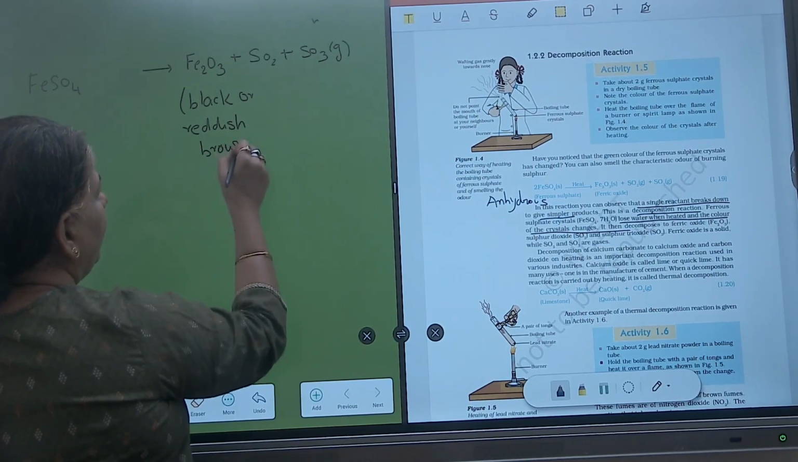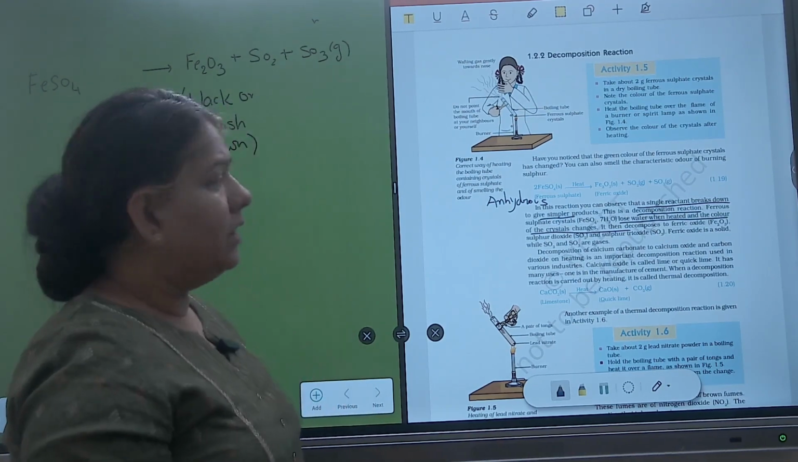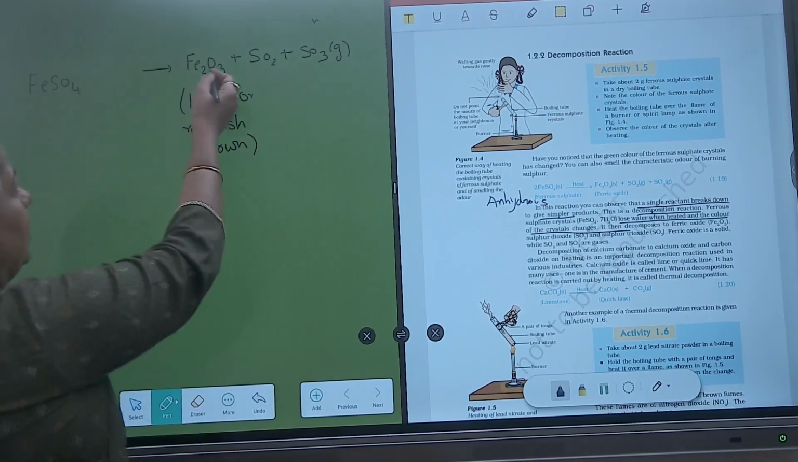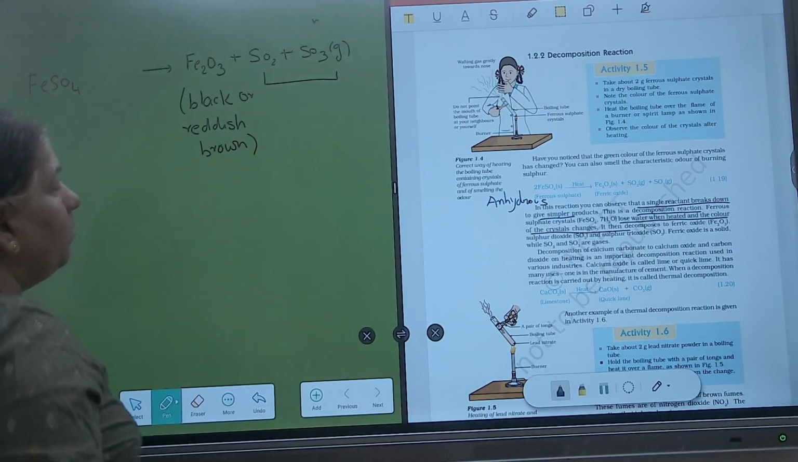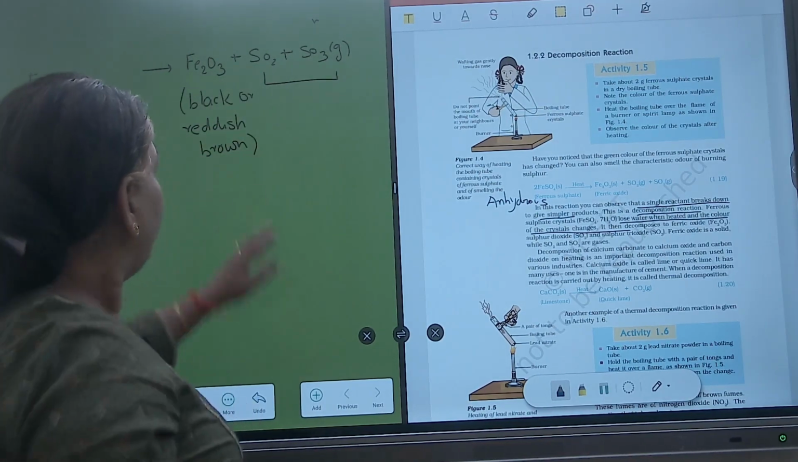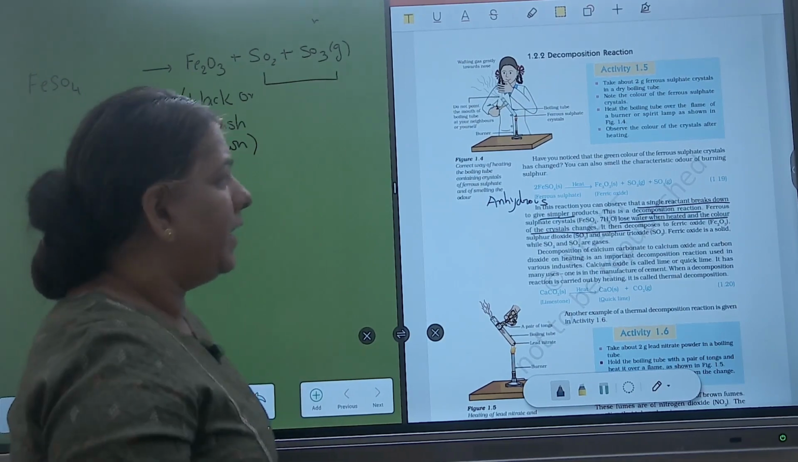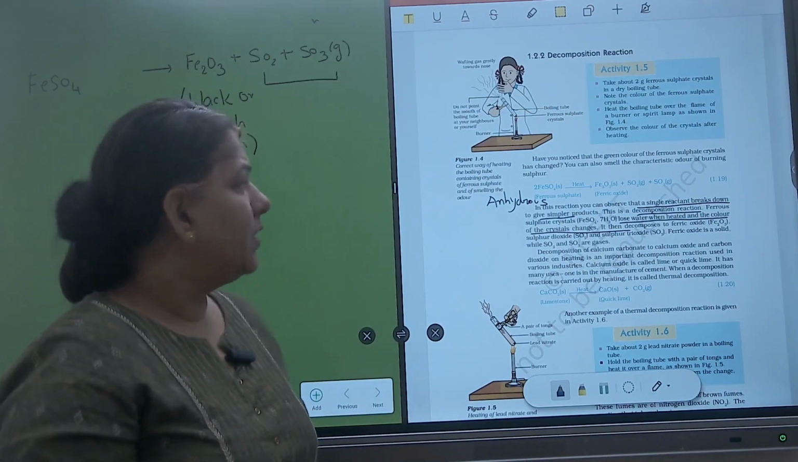So on heating, first the green color will change into white because it will lose water of crystallization, then decomposition starts, and now the color changes to black or reddish brown. And these two gases are evolved which can be detected with the help of the characteristic odor.